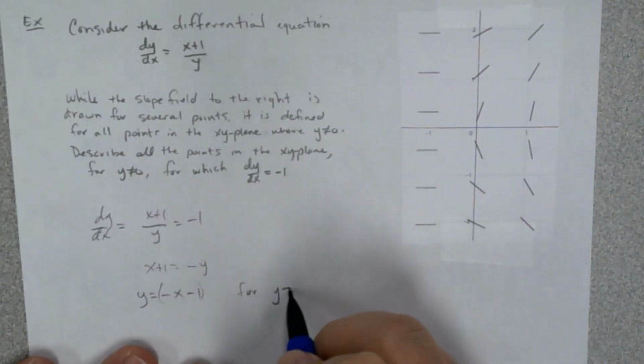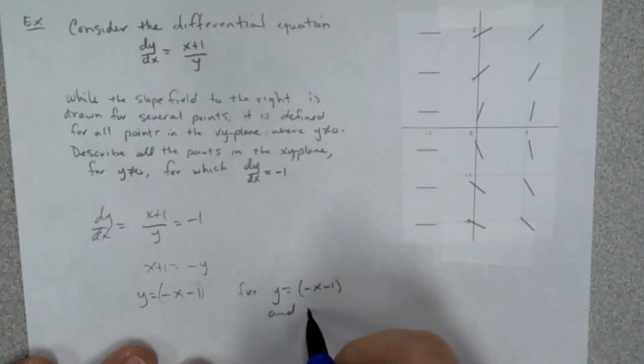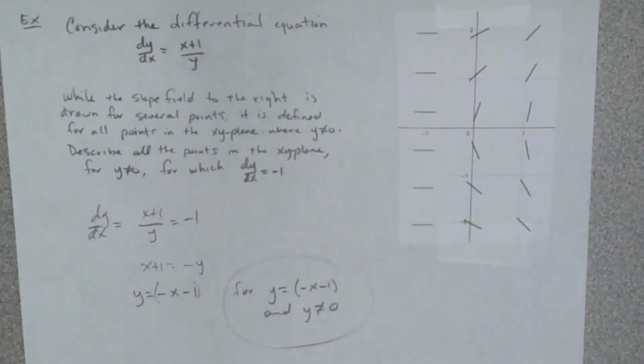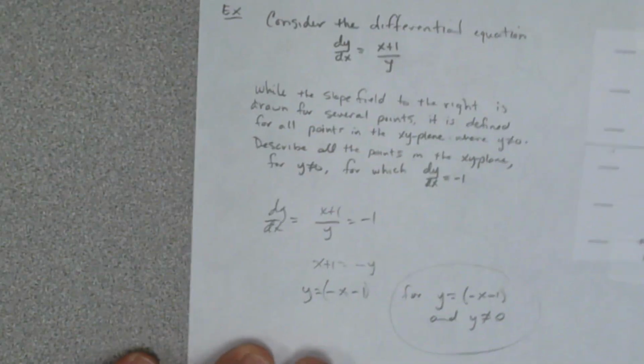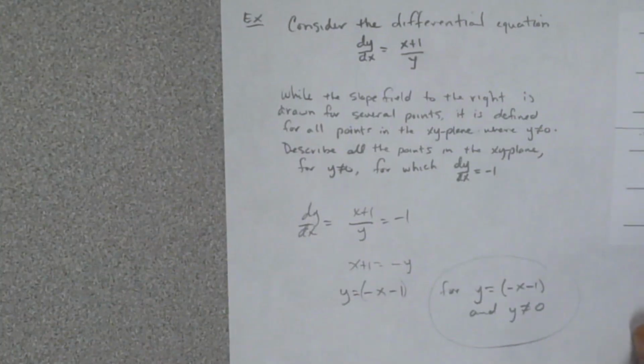For y equals -x minus 1 and y not equal to 0. That is when it's going to happen in those scenarios there. I can't tell if that's in your way or not. So that's what I have down for this. And that's what you're going to be asked to do: describe slope field scenarios. Okay?